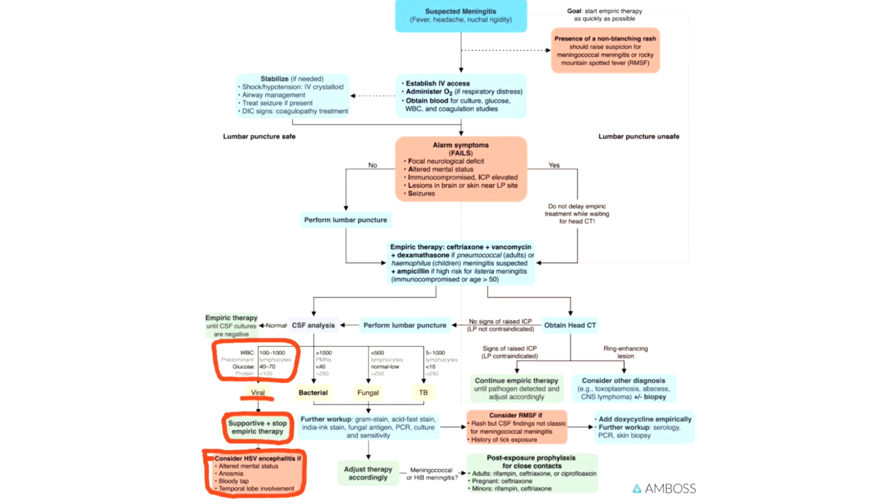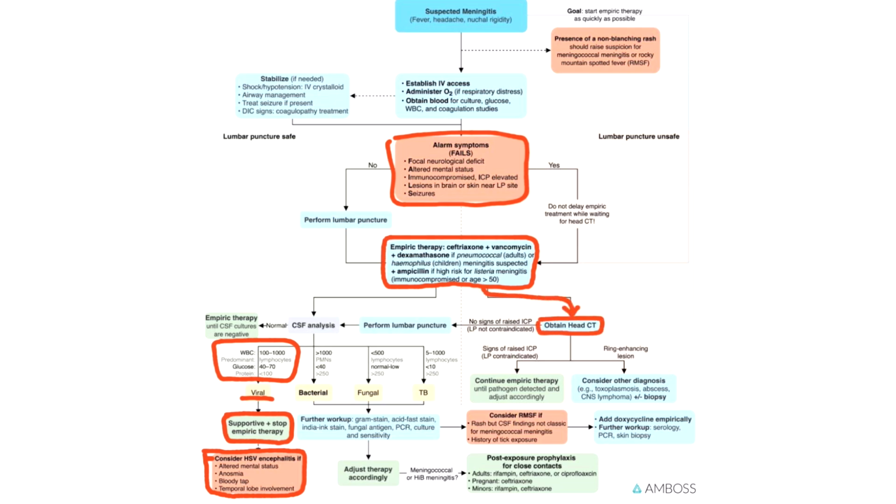So we did this entire discussion assuming that the patient could get a lumbar puncture and it was not contraindicated. But what if in that FAILS mnemonic, they did have some of those positive signs, those alarm symptoms that made a lumbar puncture contraindicated? What do you do then for your patient? Well, the next step is just assume empiric therapy. Just give antibiotics like we mentioned before. You're also going to get a head CT.